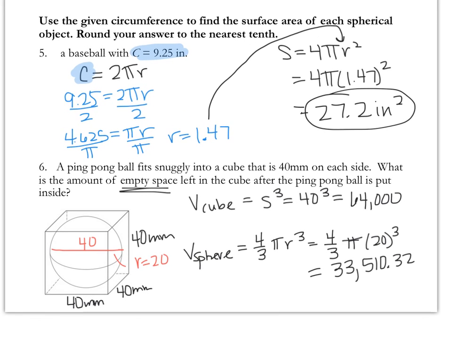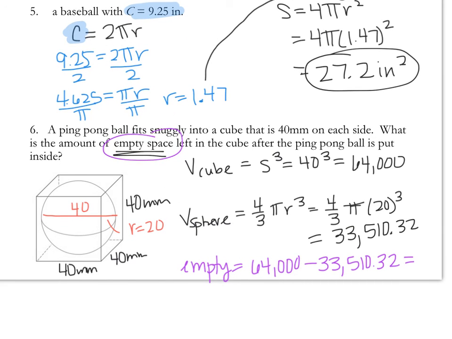And then to answer the question, they want to know the empty space. So to get that, we have to subtract those two values. To find this empty space, I'm doing the outside shape, which was the cube, minus the inside shape, which was the sphere, and subtracting to get my final answer. And you should get 30,489.7, rounding to the nearest tenth now, millimeters cubed, since we found the space, the volume.